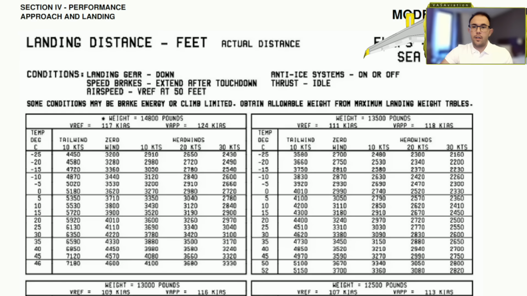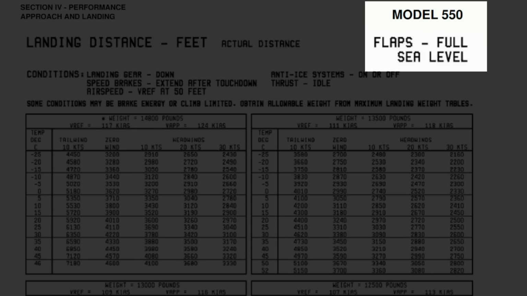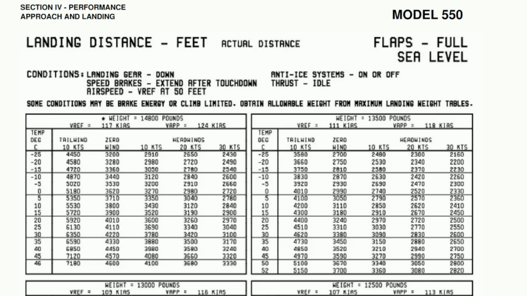You can see here that this table, this diagram here is for the model 550, so it's for the Cessna 550. This screenshot has been extracted directly from the Cessna AFM of the Cessna 550. The AFM is the Aircraft Flight Manual.